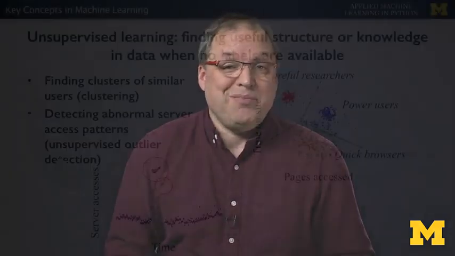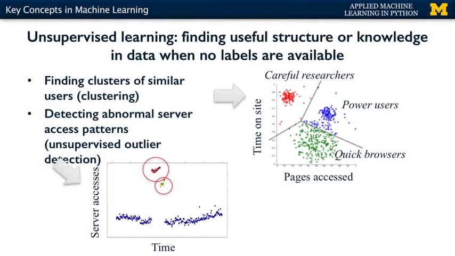For example, there might be power users who use more advanced features of the site. There might be quick browser types of users who only look for a cheap discount and stay for very little time on the site itself. There could be careful researcher type users who spend a lot of time comparing different items.